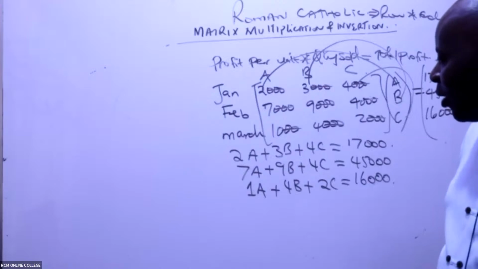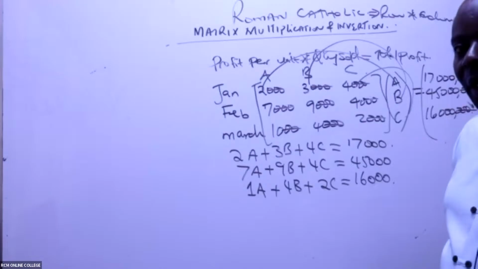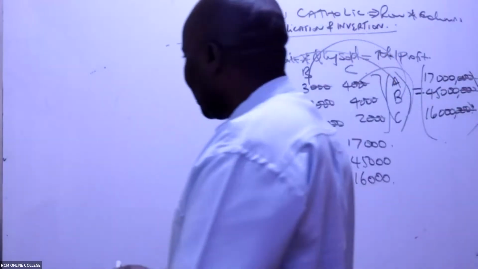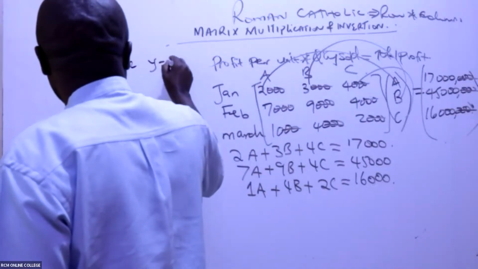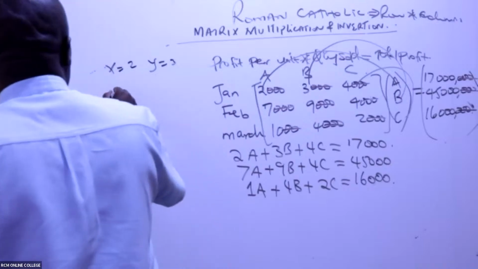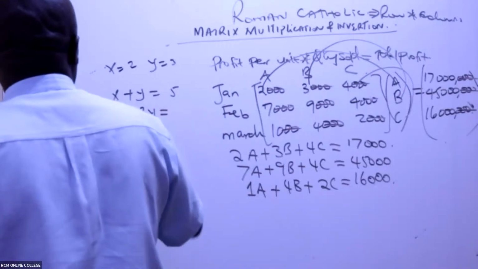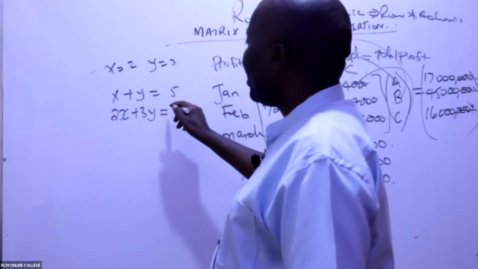Now, ladies and gentlemen, I would want to take this opportunity to show you what we call Cramer's rule for solving simultaneous equations. It will be very important for you to understand Cramer's rule. Assuming we have x, for example, is 2 and y is 3. So assuming we have here x plus y is 5, and then we have here 2x plus 3y, that's 4 plus 9, that is 13.